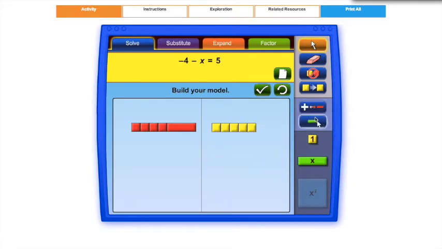Next, we are adding positive 4 to both sides. To cancel negative 4, we are adding positive 4 to both sides. Now we are using zero pair. Zero pair is used for cancellation. One red block and one yellow block together will be cancelled. So I am using zero pair, and it will be cancelled.